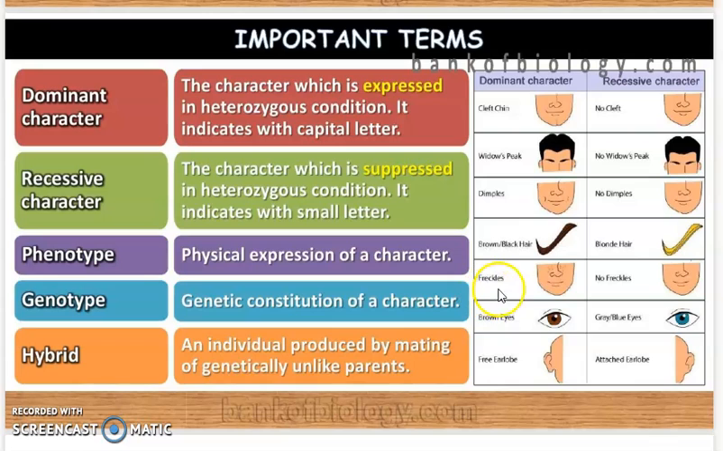And freckles is nothing but the brown patches which we see on the face due to exposure to sunlight, so that is a dominant trait, and no freckles is the recessive trait. And coming to brown eye color, brown eye is the dominant trait, gray or blue eye is the recessive trait. And coming to earlobe, free earlobe is a dominant trait, attached earlobe is a recessive trait. So these are a few dominant and recessive traits which we see in human beings.